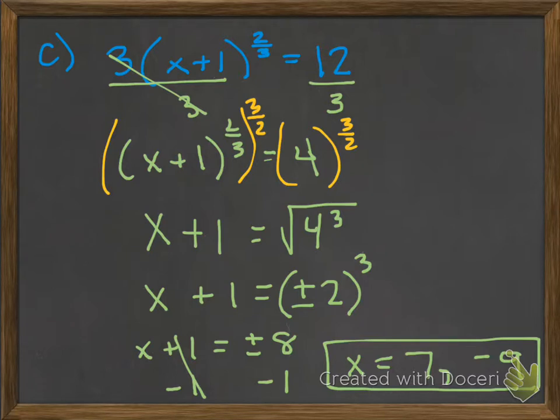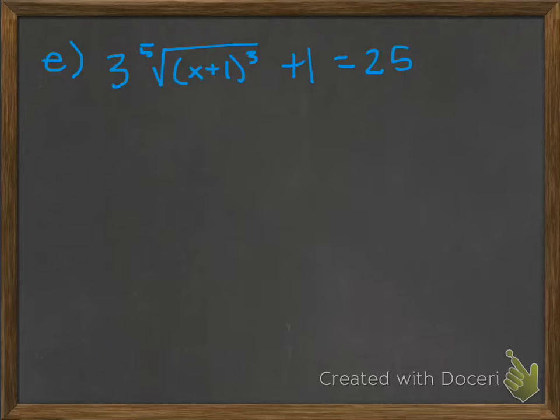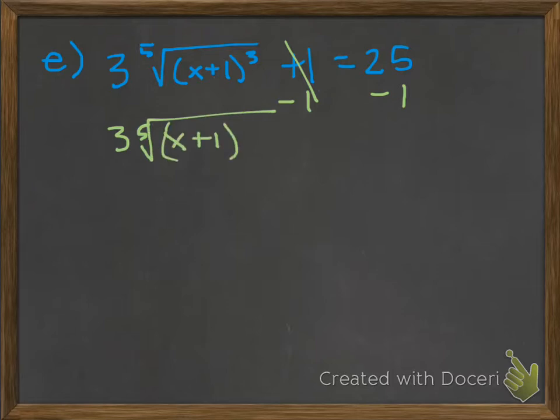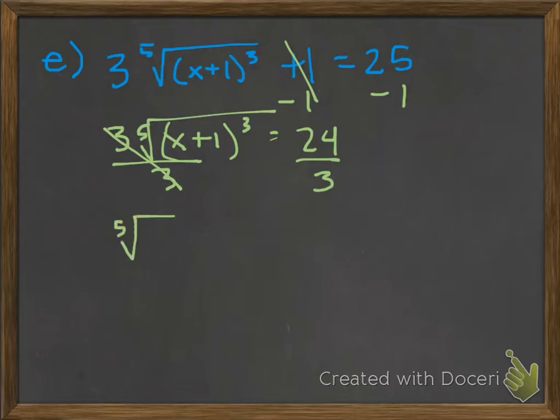So letter E is somewhat similar. We just have to do a little bit of scratch work ahead of time before we can raise both sides to the reciprocal. So the first thing I need to do is subtract 1 from both sides. So I have 3 times the 5th root of x plus 1 cubed equals 24. And then we divide both sides by 3. So I have the 5th root of x plus 1 to the 3rd power equals 8.